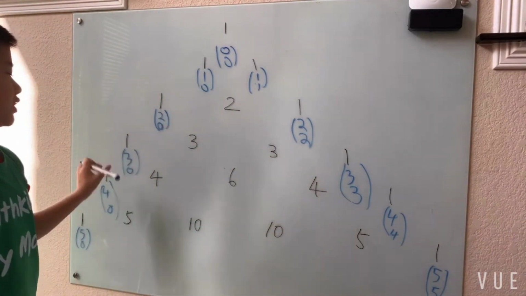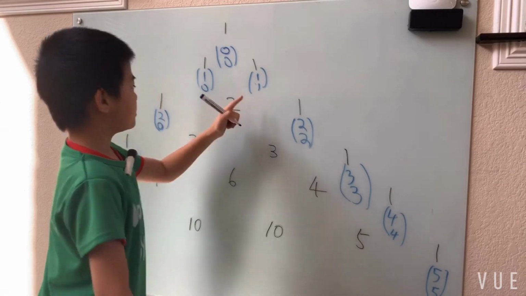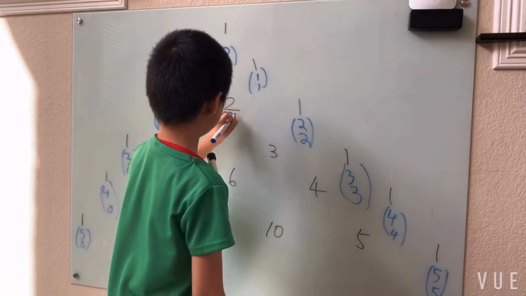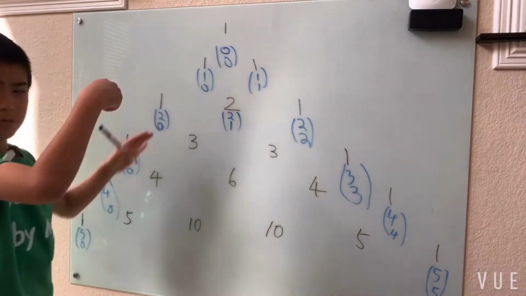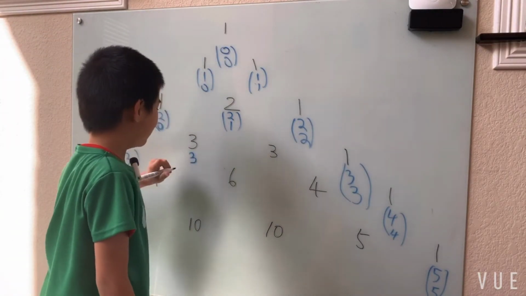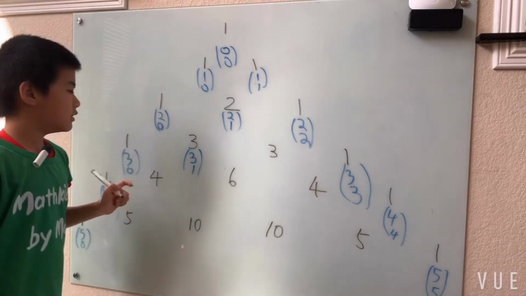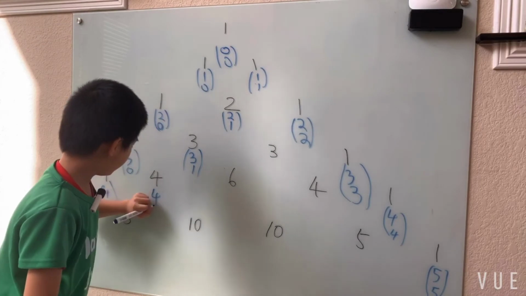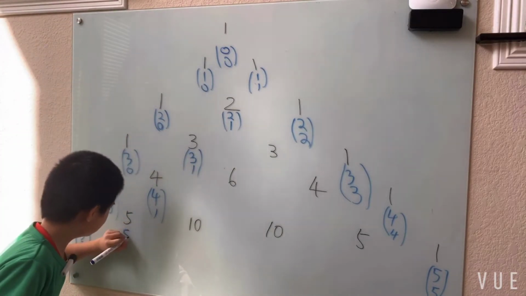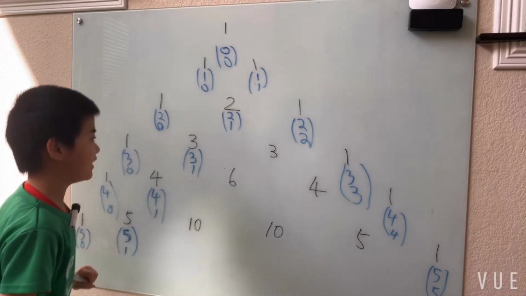So 2, 3, 3, 4, 6, 4, 5, 10, 10, 5. Well, 2, that's 2 choose 1. Also, don't bother memorizing all these. It's really hard to, if you think of it that way. Because, here's the thing: if you really know this really well, you can build this whenever you want.